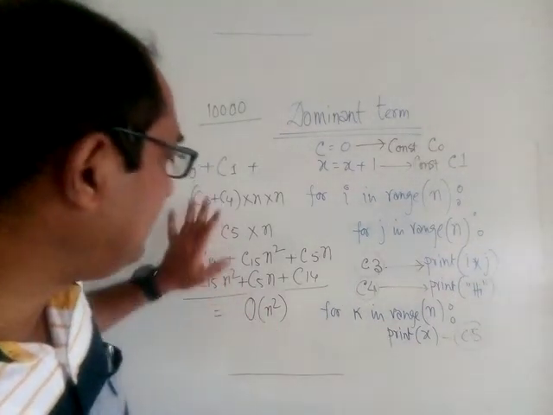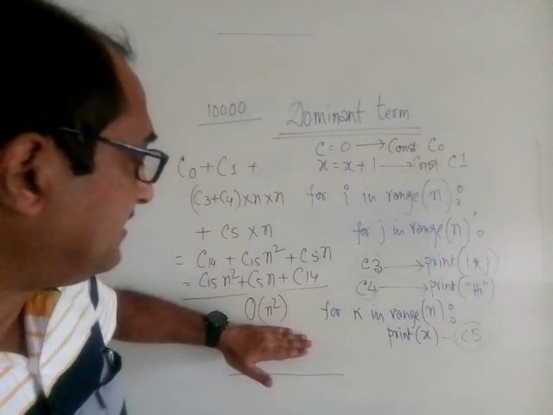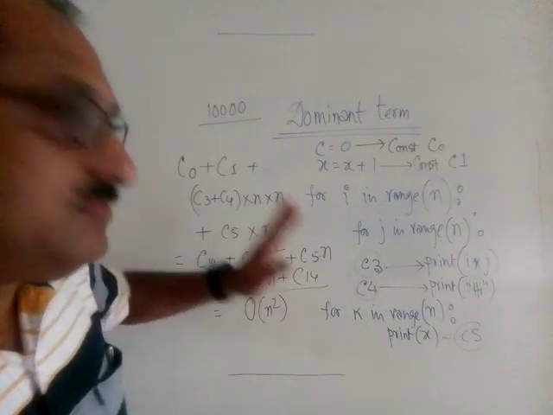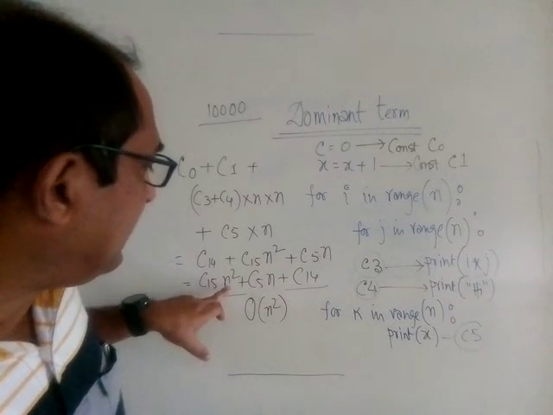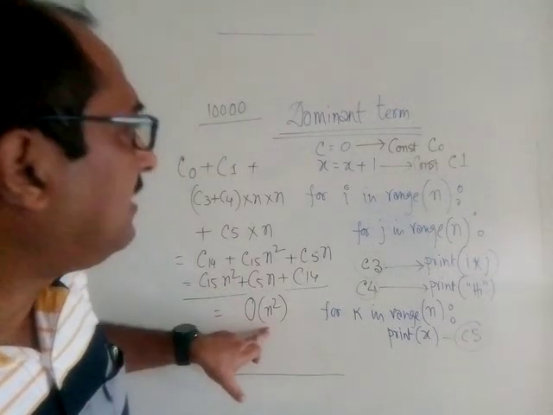So approximately we can say the computational complexity of this particular algorithm would be O(n square), or time complexity is O(n square). Okay, so basically here n square will be called the dominant term. N square will be called a dominant term.